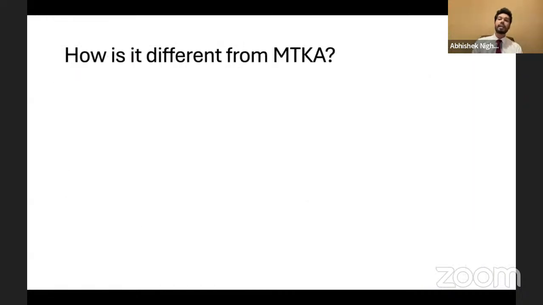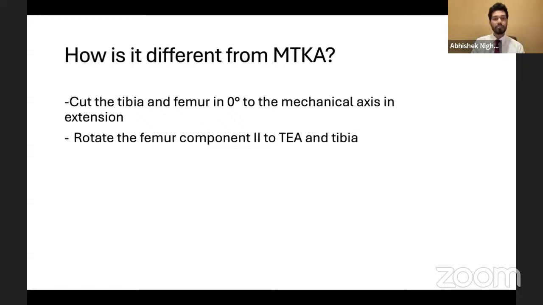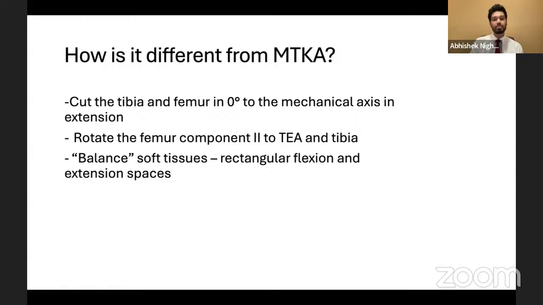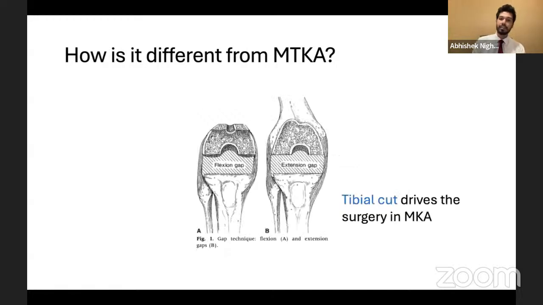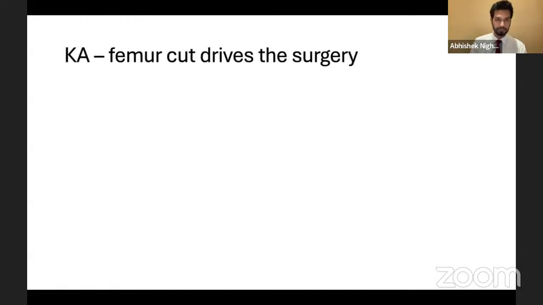So how is kinematic alignment different from mechanical alignment? In mechanical alignment, we cut the tibia and femur at 0 degrees to the mechanical axis in extension. We rotate the femoral component parallel to the transepicondylar axis, and we balance the soft tissues in flexion and extension to have a perfectly rectangular gap balance. So essentially, in mechanical alignment, the tibial cut is what drives the surgery, whereas in kinematic alignment, the femoral cut will drive the surgery.